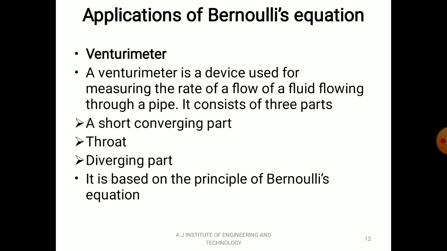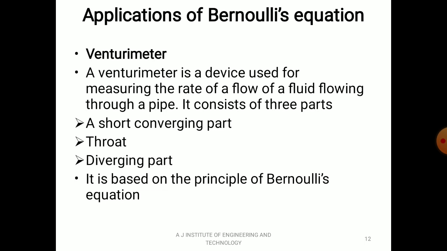Now let's first go for Venturimeter. What is a Venturimeter? A Venturimeter is a device used for measuring rate of flow of a fluid flowing through a pipe, that is, for measurement of rate of flow or discharge through a pipe. It consists of three important parts: a short converging part, a throat, and a diverging part. It is based on the principle of Bernoulli's equation. Bernoulli's principle is that total energy remains constant. I'll discuss the converging part, throat, and diverging part in the diagram. Next, the expression for discharge.